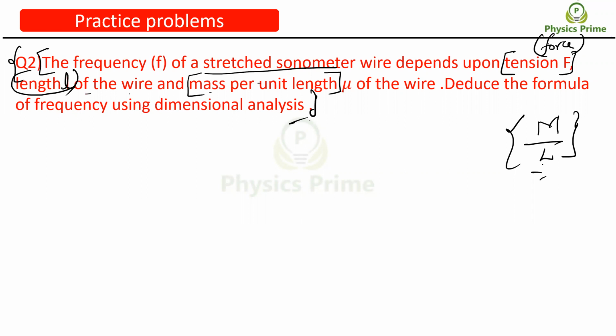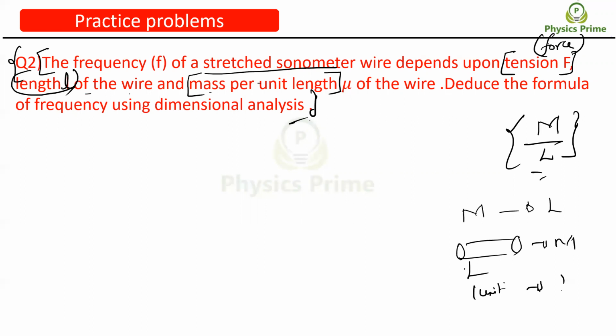Whenever they say mass per unit length, it means mass per length, m by L. If you don't understand, tell me. Suppose the entire length of the wire has mass m. Suppose a wire is there, and the entire length has m mass. For 1 unit of length, what will be the mass? Can you solve it or not?